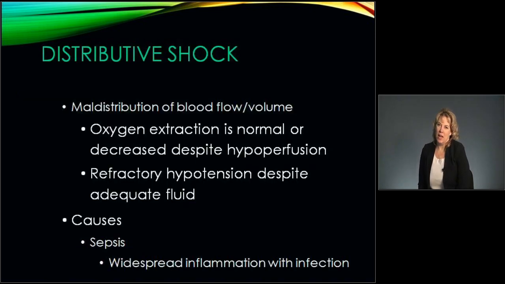Our last type of shock that we're going to discuss is distributive shock. And in this case, we have a maldistribution of our blood volume. So the challenge here is that we have some volume. I've got a good pump, but I have loosey-goosey vessels, so profound vasodilatation, and that's usually pathological. So we usually see this with sepsis, neurogenic shock, anaphylactic shock; adrenal insufficiencies can lead to a distributive shock.